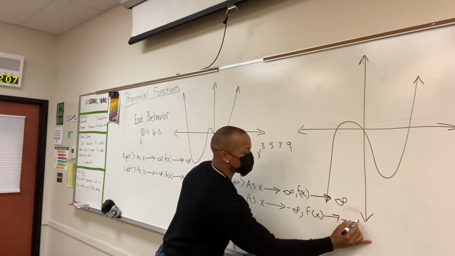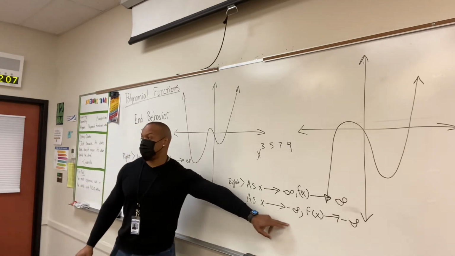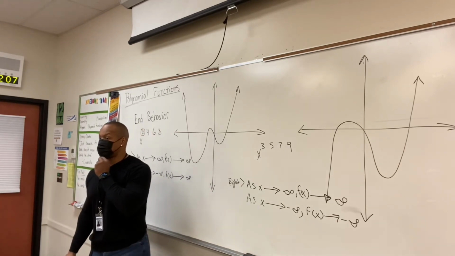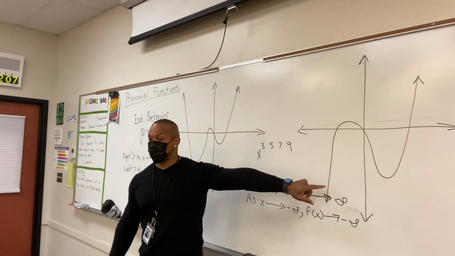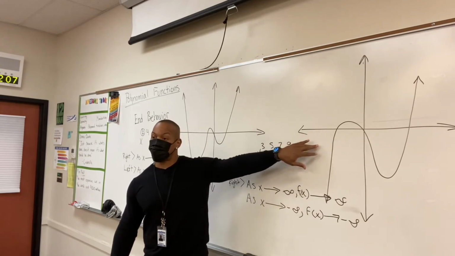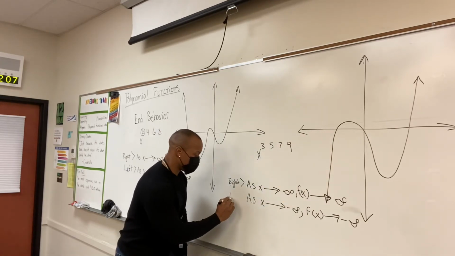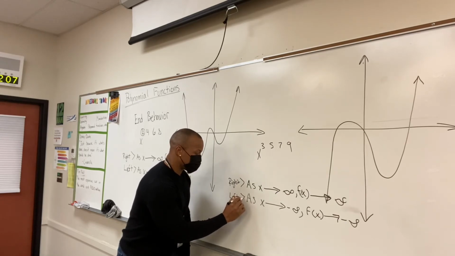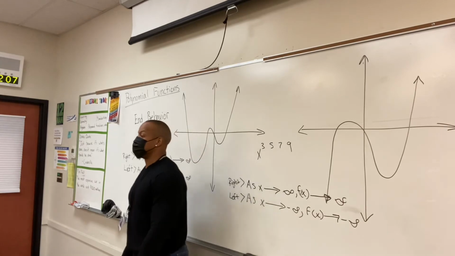Do we know why both of these end up being negative infinity? Because it's going down and to the left. Because it's going down the y-axis, which goes negative, and it's going left. X is going negative as well. So both of these on the left side are going to be negative infinity.